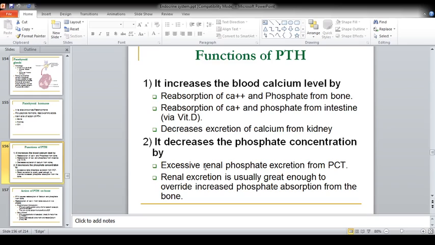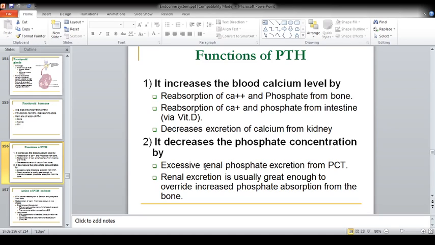Now let's talk about some functions of the parathyroid hormone. Parathyroid hormone increases the blood calcium level. You need to remember this point. Always remember that the parathyroid hormone and the calcitonin cancel each other; their functions are opposite to each other. Parathyroid hormone increases serum calcium level via reabsorption of calcium and phosphate from the bone.